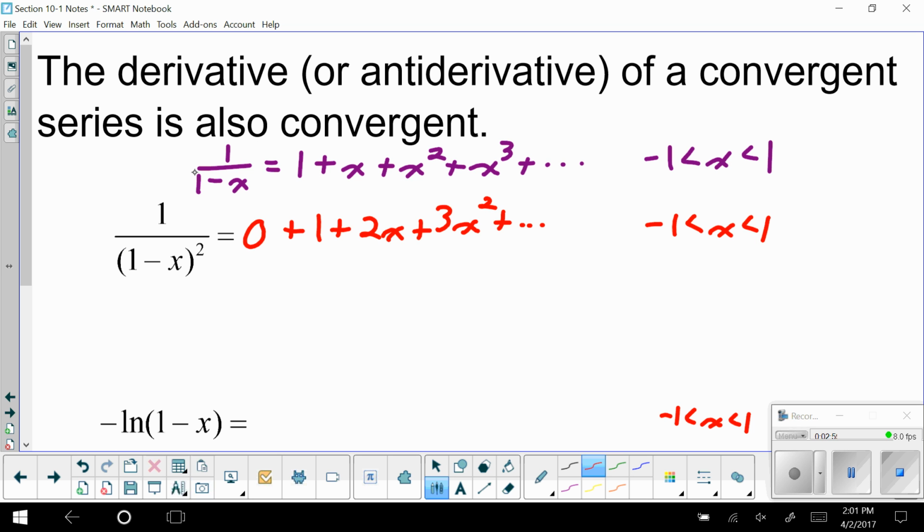Well, if I take the antiderivative of the left side of the equation, I have to take the antiderivative of the right-hand side. So the antiderivative of 1 is x. Antiderivative of x is x squared over 2, plus 1/3 x cubed, plus 1/4 x to the fourth, and so on. And what we now have is an infinite series that, as long as x is between -1 and 1, will equal the negative natural log of 1 minus x.